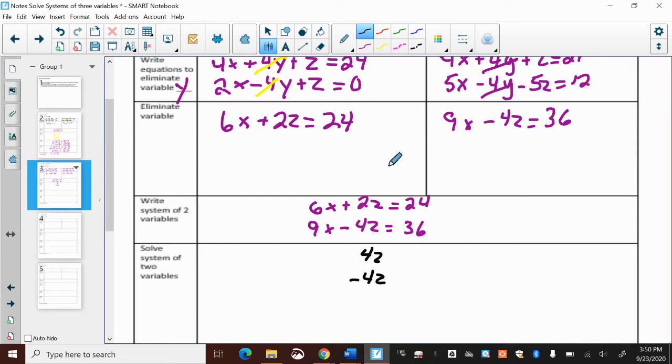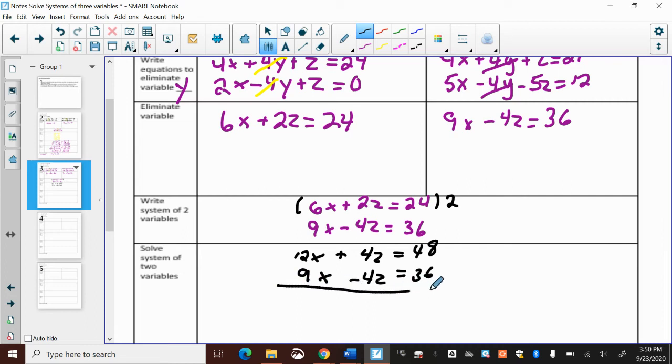So what do I need to multiply 2z by to get 4z? Well, that's going to be 2. All right, so let's distribute this guy through. 2 times 6x is going to get us 12x plus the 4z, which we said before, and that's going to equal 48. 24 times 2 is 48. We're not multiplying the bottom equation, we're just rewriting it.